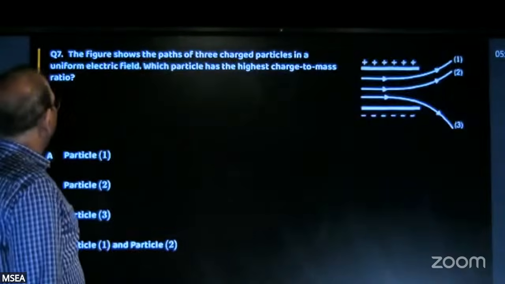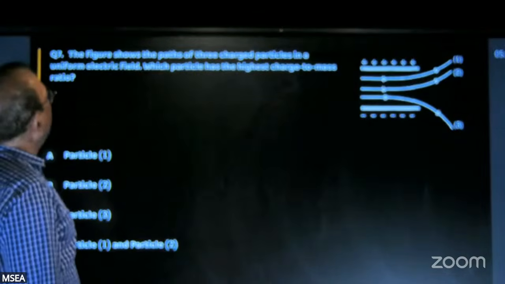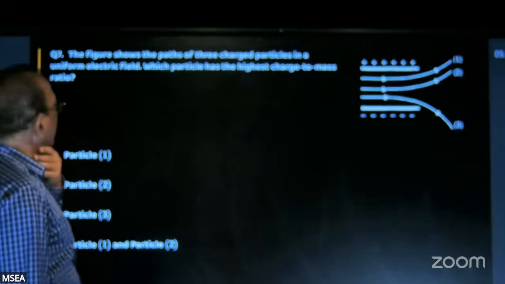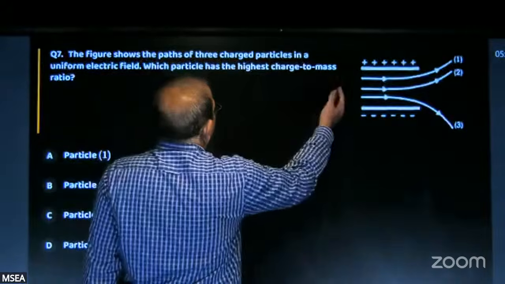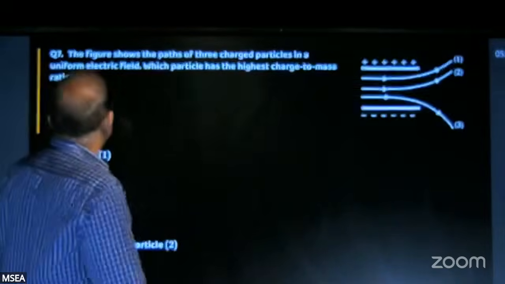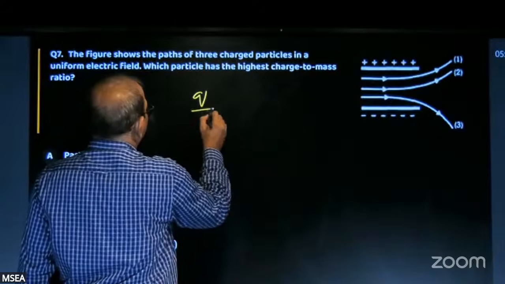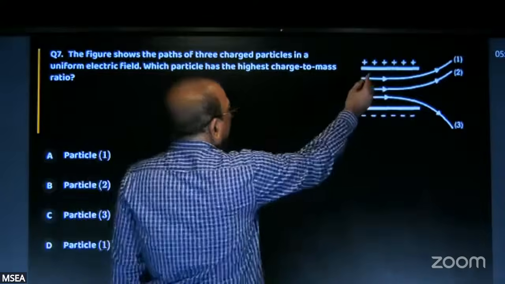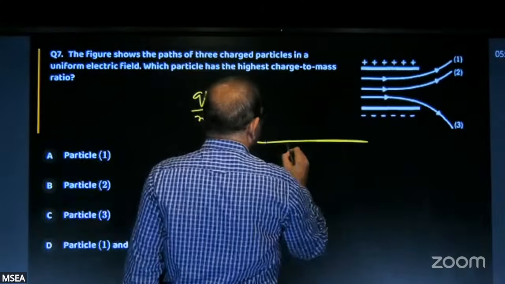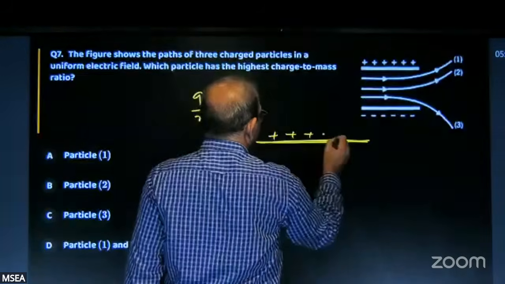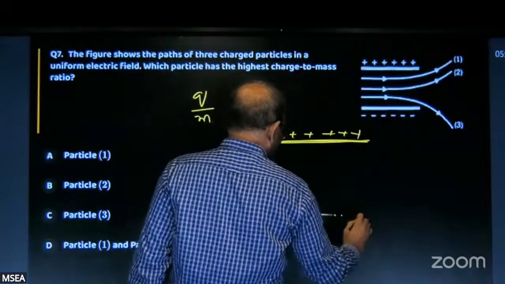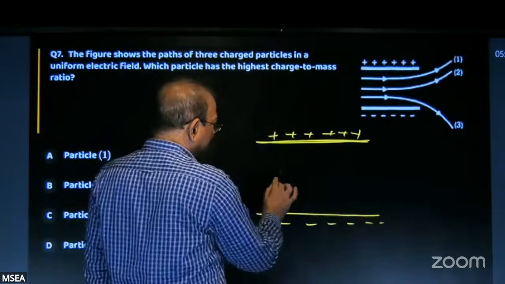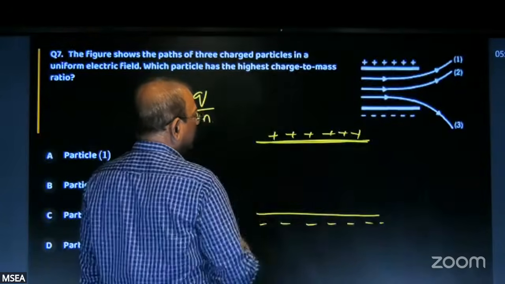Going to next, the figure shows the path of three charged particles in a uniform electric field. Which has the highest charge to mass ratio, Q by M ratio? So here there are two charged plates. This plate is positively charged. This plate is negatively charged. And there is a field here, the field of these plates.